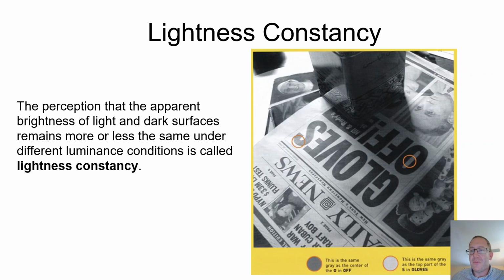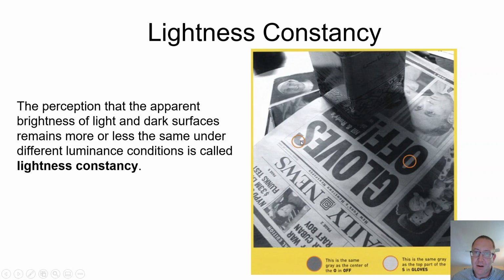We also have what's called lightness consistency, or constancy. What's really weird about light is that we're so good at adapting to things, we don't know we're doing it. So here is a newspaper, and it says gloves off, and we have a little snippet, a little circle of this piece of the newspaper, and I want you to notice that, I should have an animated transition there. This right here, this center of the O, is actually dark gray.